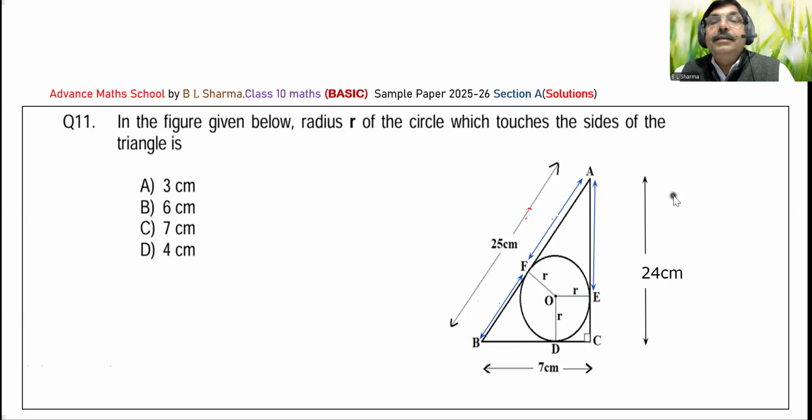We are discussing the sample paper of basics, for section A, multiple choice questions. Question number 11 is on your screen. In the given figure below, radius r of the circle, which touches the sides of the triangle, is?